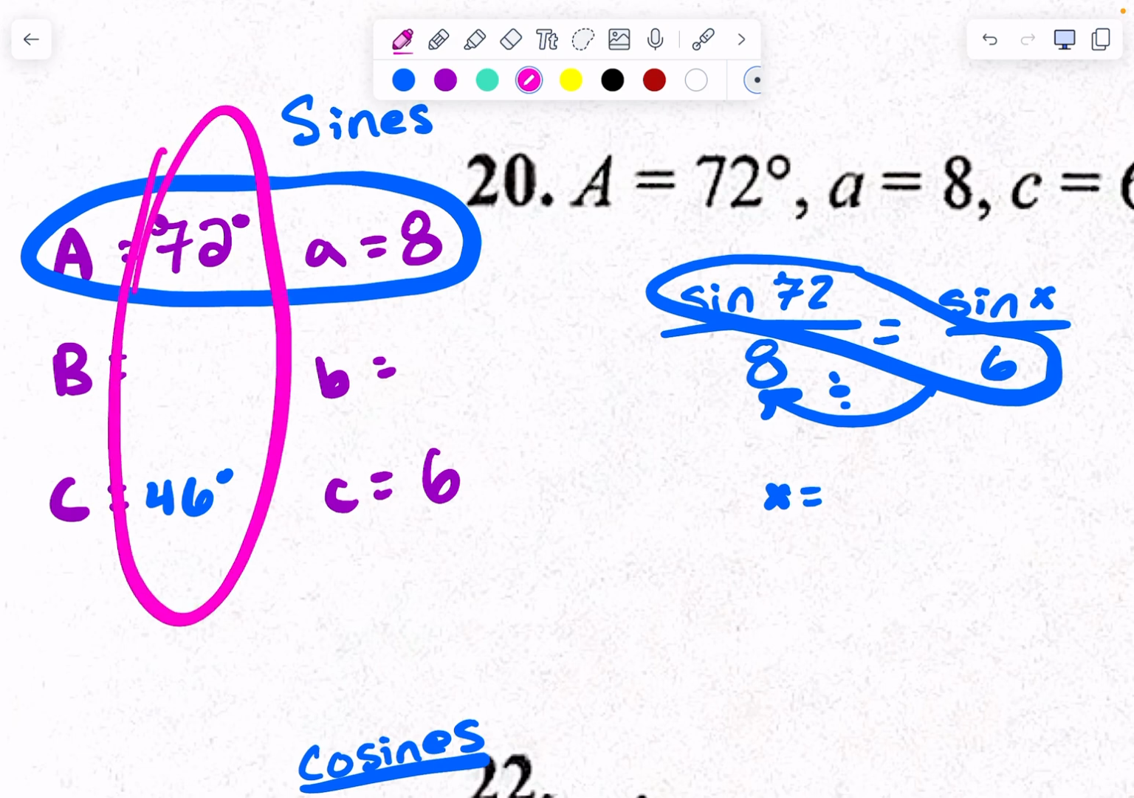Those three add up to be? Subtract 62 from 180. B is 62. Yep, so subtract from 180. Now what? Do another law of sines.